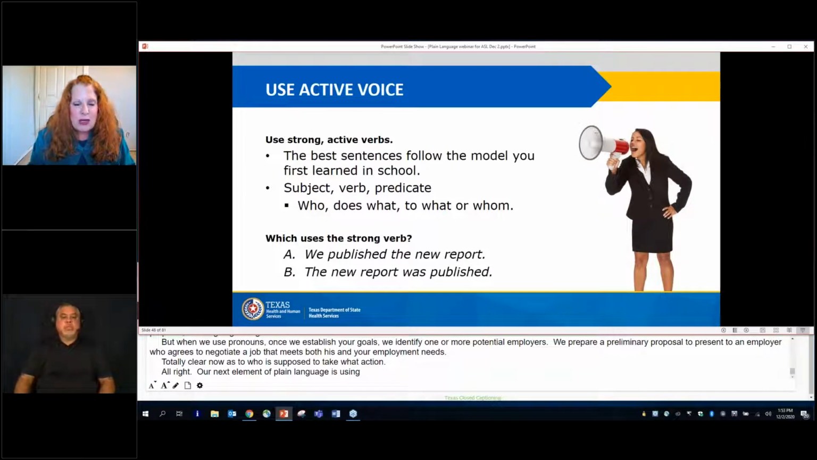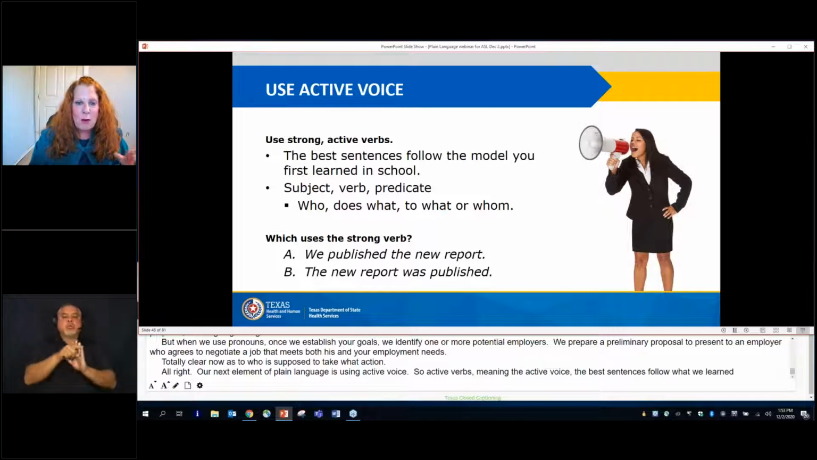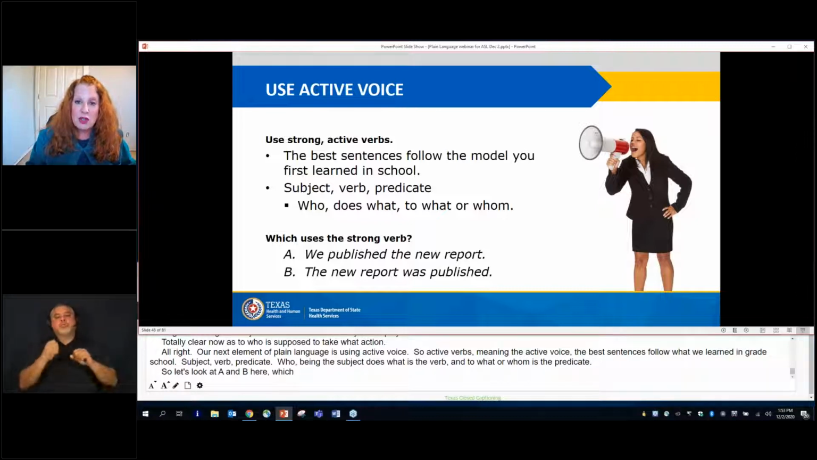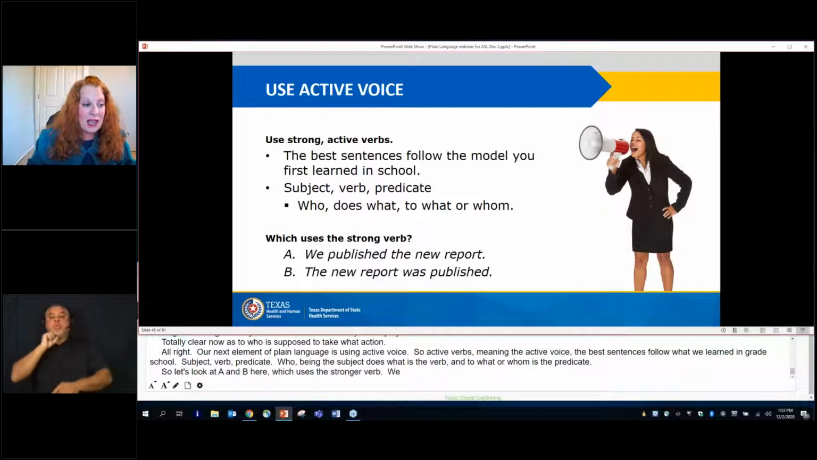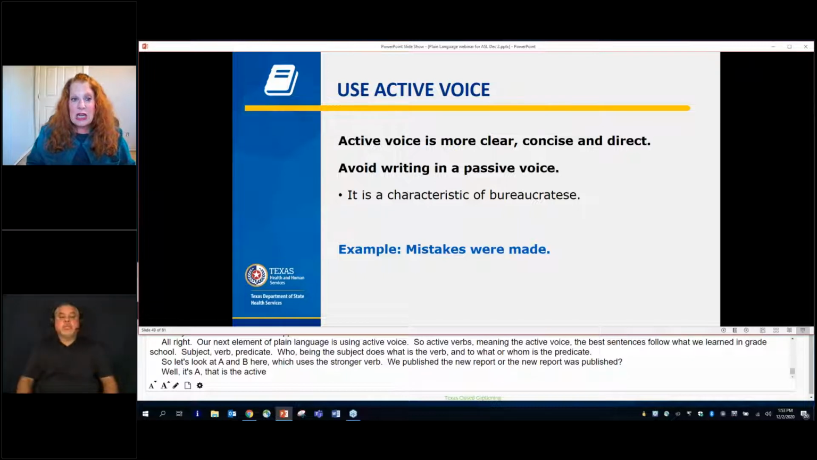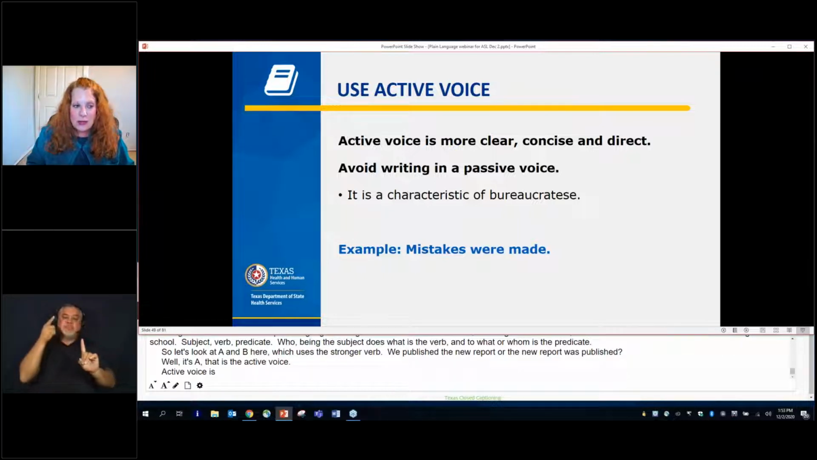So active verbs, meaning the active voice. The best sentences follow what we learned in grade school: subject, verb, predicate. Who, being the subject, does what, the verb, and to what or whom, the predicate. So let's look at A and B here. Which uses the stronger word? We published the new report, or the new report was published? Well, it's A. That is the active voice. Active voice is clear, concise, and direct.